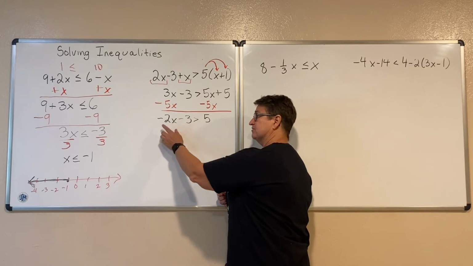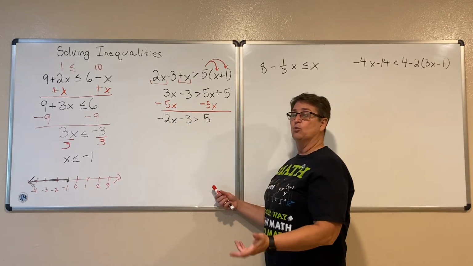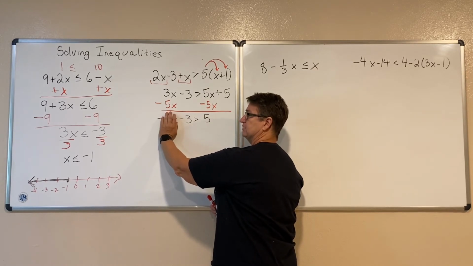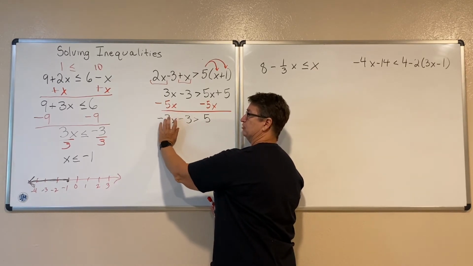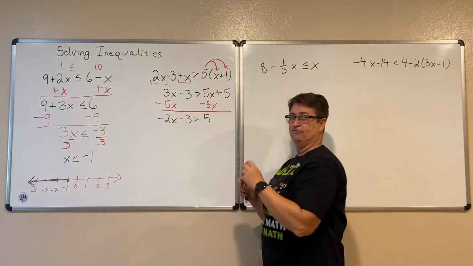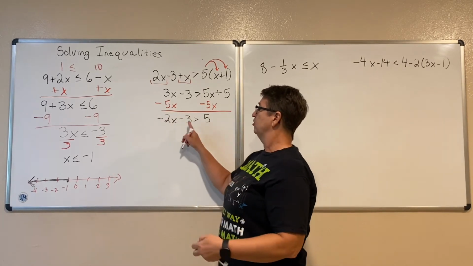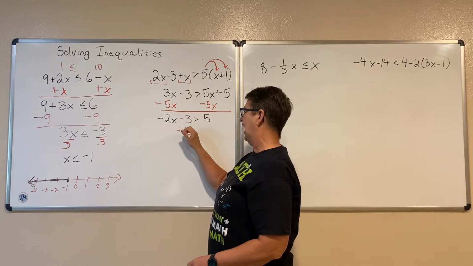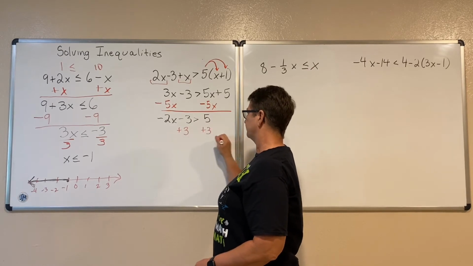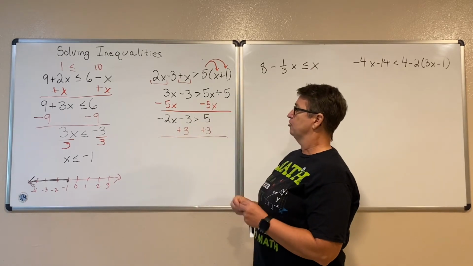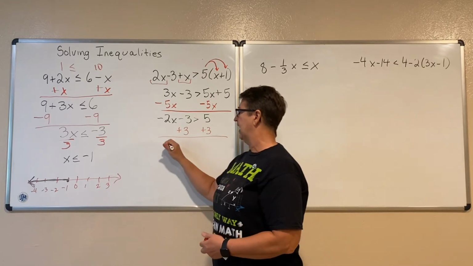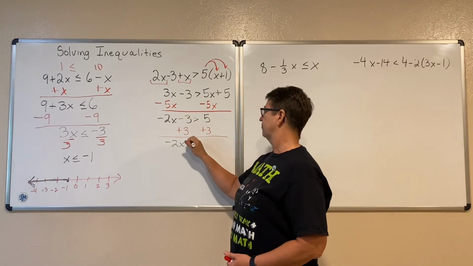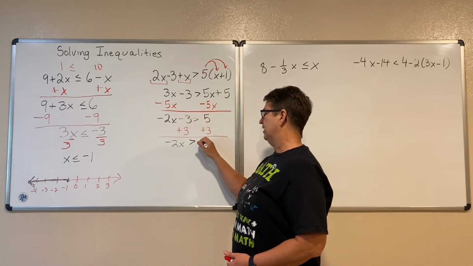Now all my x's are on one side. Once I have all my x's on one side, I look at that side with the x's, and I look to see anybody who's not clinging to the x. And I get rid of him by zeroing him out. So this one is subtracting 3. The inverse of subtraction, or minus, is to add 3. So I'm going to have a -2x on the left, plus 0, which is just -2x. 5 plus 3 makes 8.